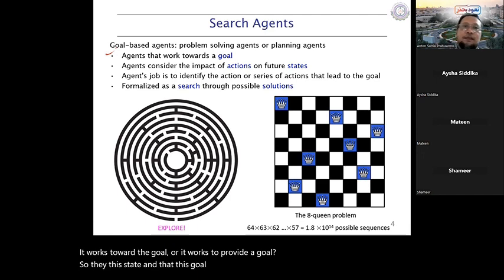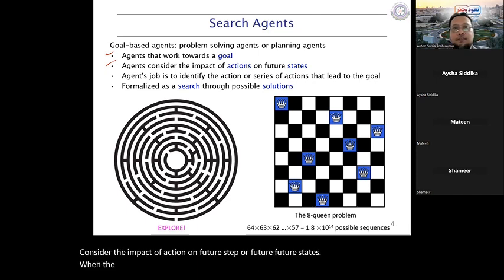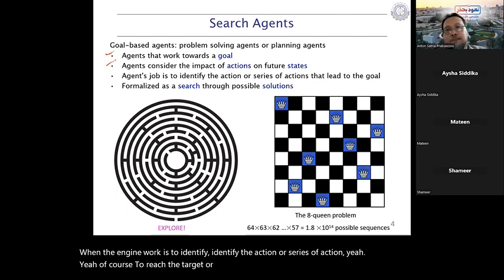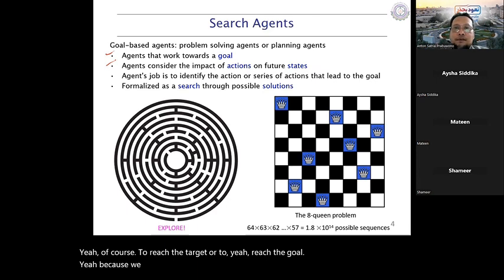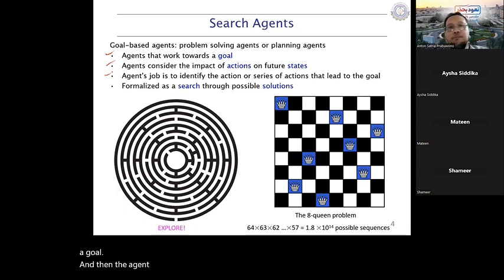And the agent considers the impact of action on future states. The agent's work is to identify the action, or series of actions, to reach the target or the goal. Because we put the initial state, the condition, and then we need the action, and there is a goal. And then the agent is formalized as a search through the possible solutions.